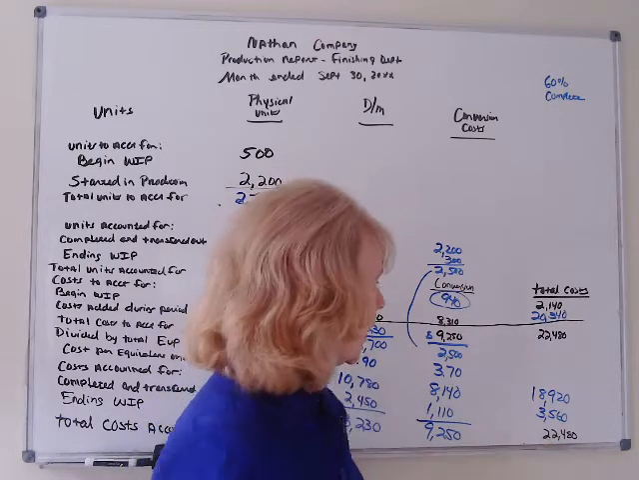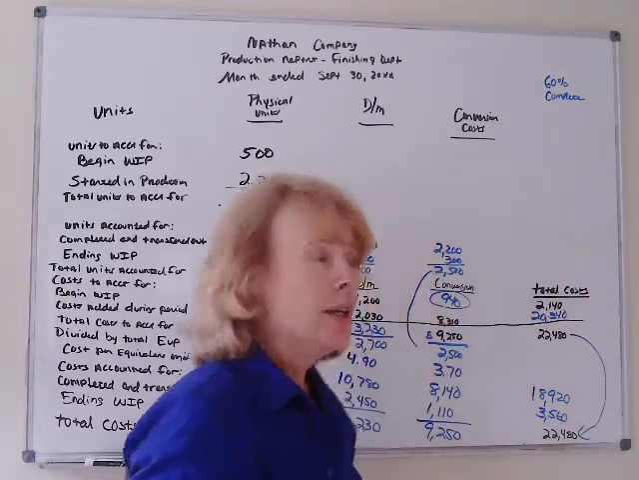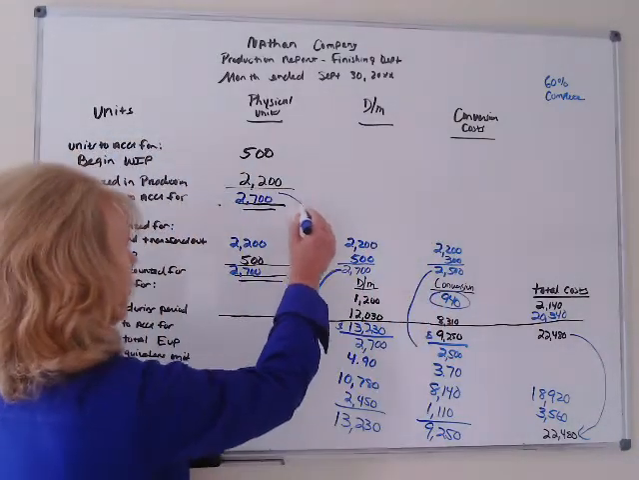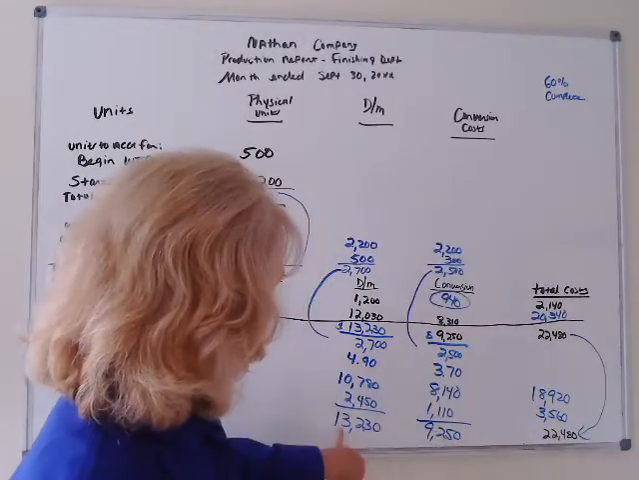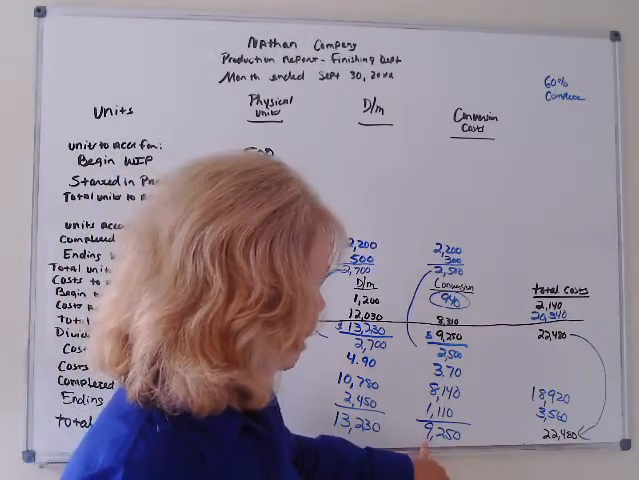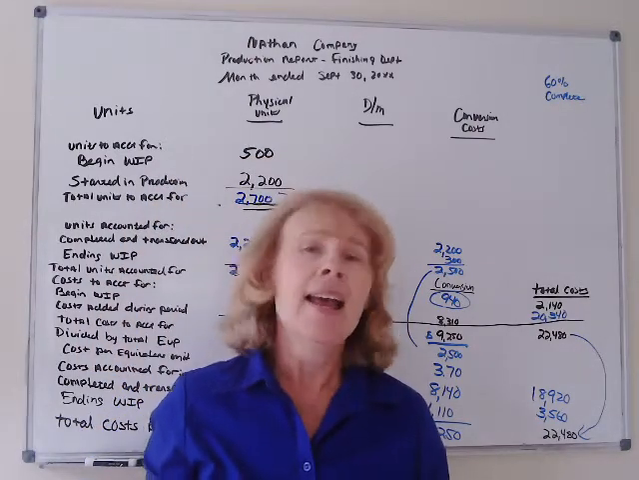It does, and look, these two numbers always have to match, just like these two numbers always have to match. Double check it across: 13,230 plus 9,250 better equal 22,480. And that's how you do the problem.